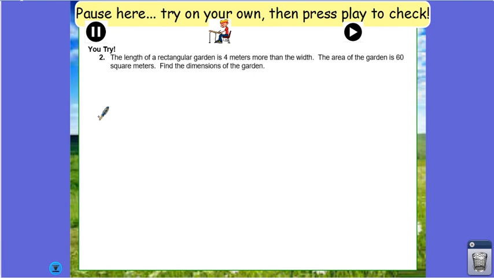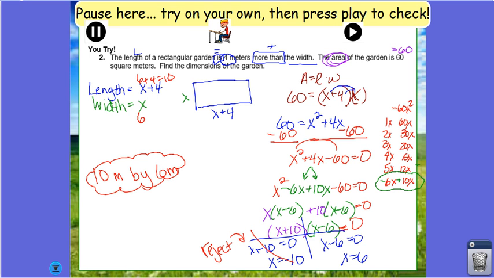Okay, it's time for you to try the entire problem on your own. Pause it, try it, and then check your answers. Okay, your final answer should be that the rectangle is a 10 meter by 6 meter rectangle. Please follow your work, compare with mine, make sure you show all work, your T-chart and rejection solution as well. And if you have any questions, write them down so that you know and you're prepared on what to ask.